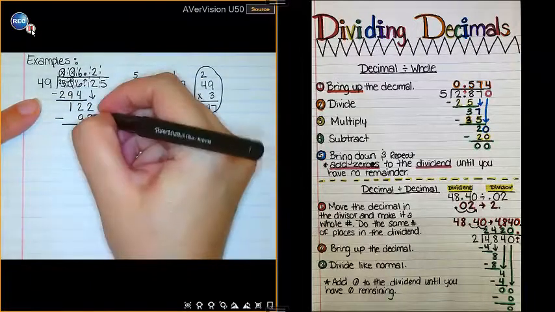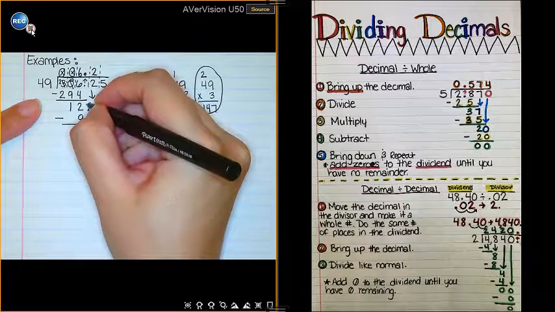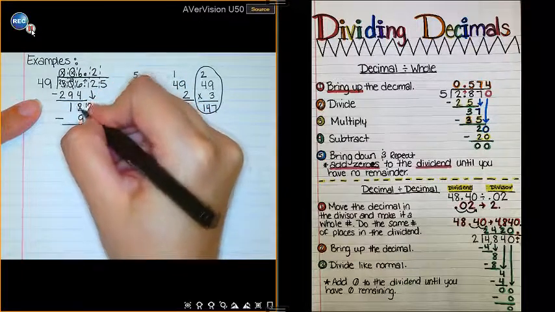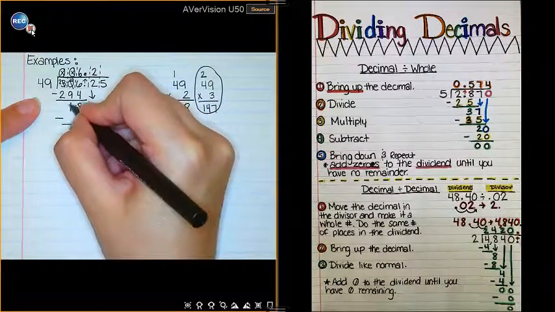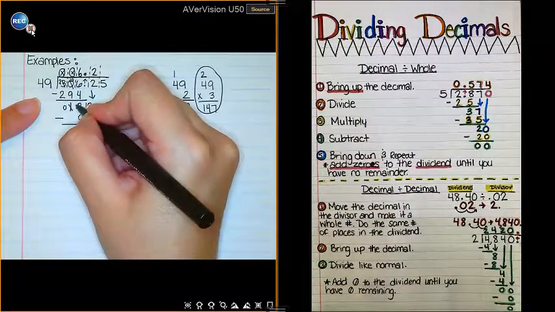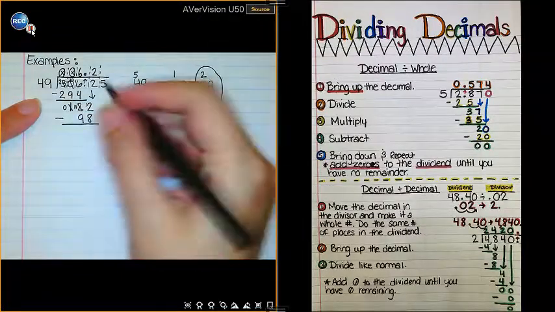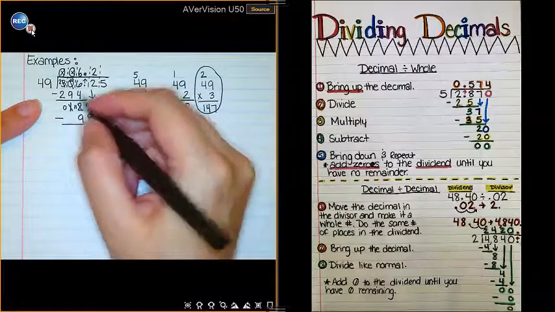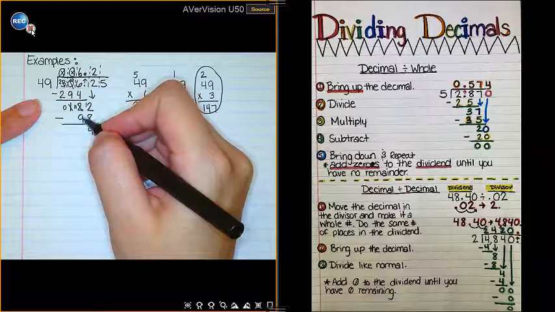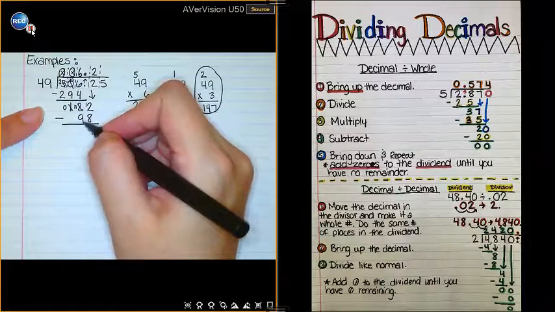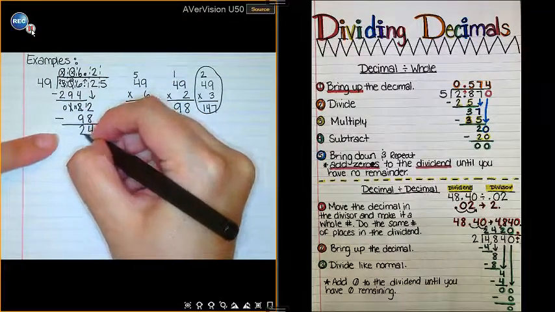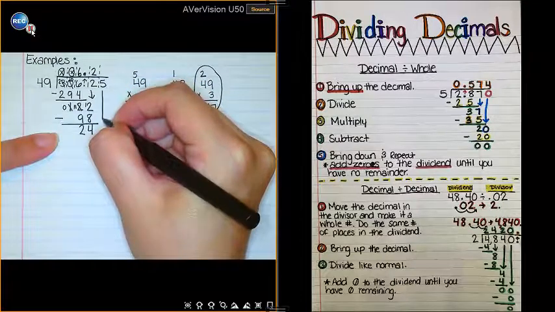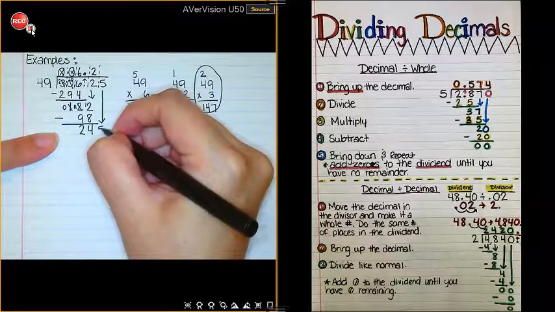So we can't do 2 take away 8, so that's going to become a 12. That's going to become a 1, and then we're going to have to borrow from here to make that a 0 and this an 11. So 12 take away 8 is 4. 11 take away 9 is going to be 2. And then we're going to go ahead and bring down that 5.